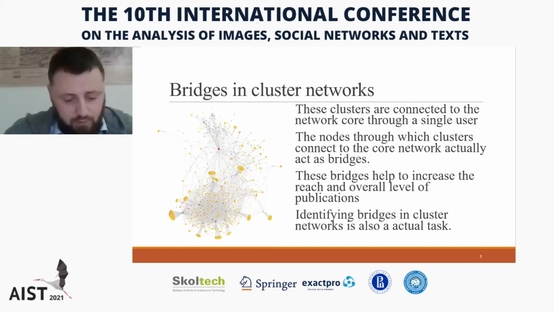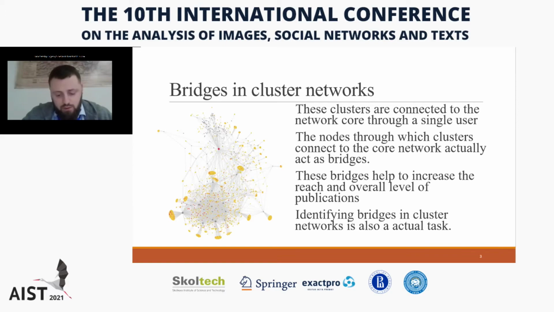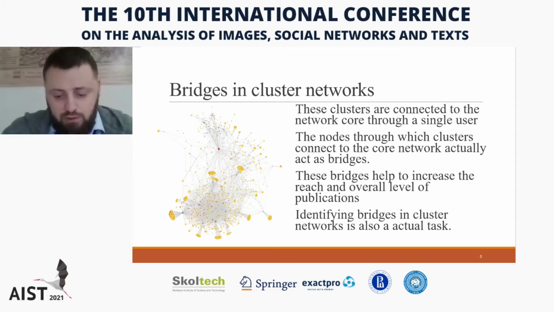The figure shows a typical network structure. The color indicates the publication activity of users. Strong activity is red, medium activity is yellow, and gray is a lack of activity. As we can see, the structures contain a large number of clusters of nodes located at the periphery, which are connected to the kernel through one specific user, whom we will call a bridge. The peculiarity of the bridge is that the cluster nodes are connected to the kernel only through the bridge and are not connected to each other.